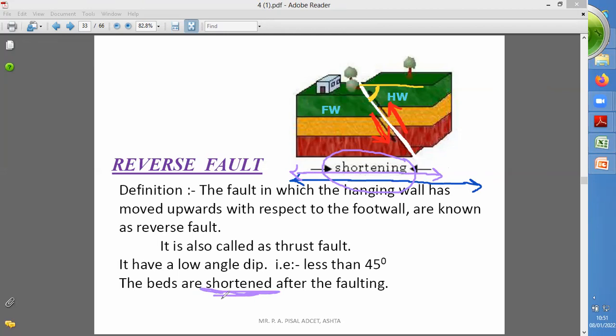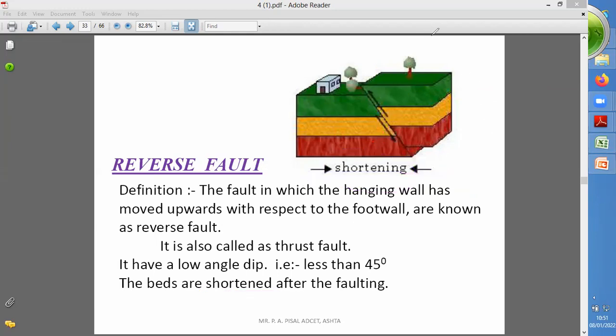We have seen in the normal fault that the horizontal distance between two blocks after the faulting is increased, that we considered as stretched. Now here, opposite to stretched, shortened means the total horizontal distance after the faulting will be decreased. Okay, so these are the important points regarding the reverse fault.